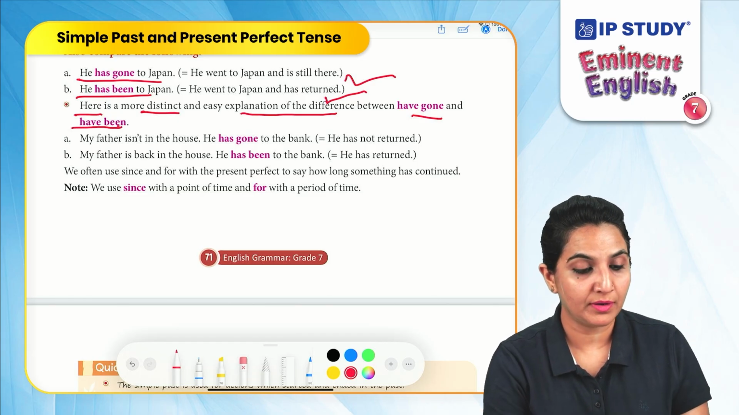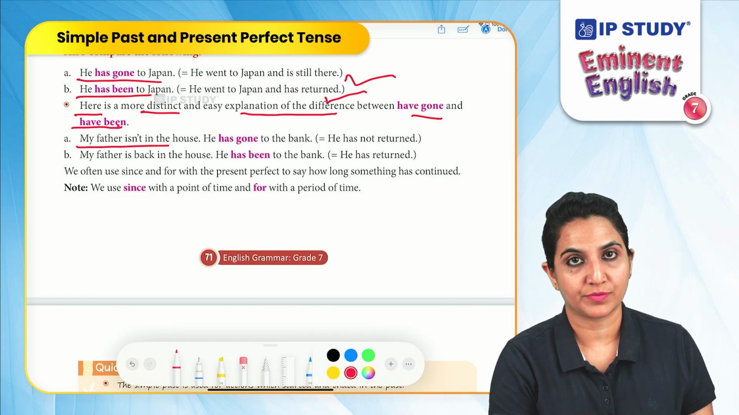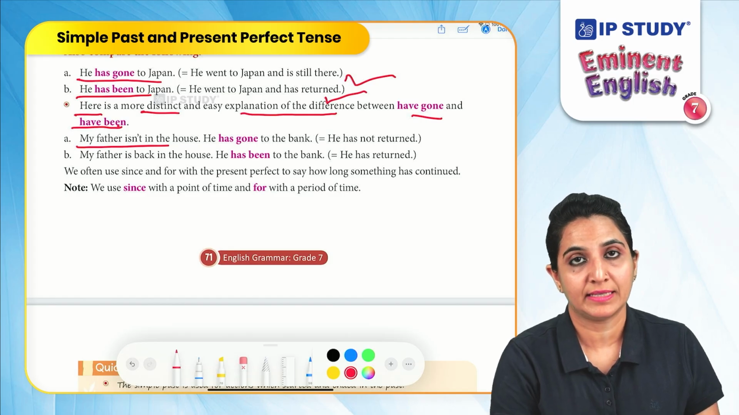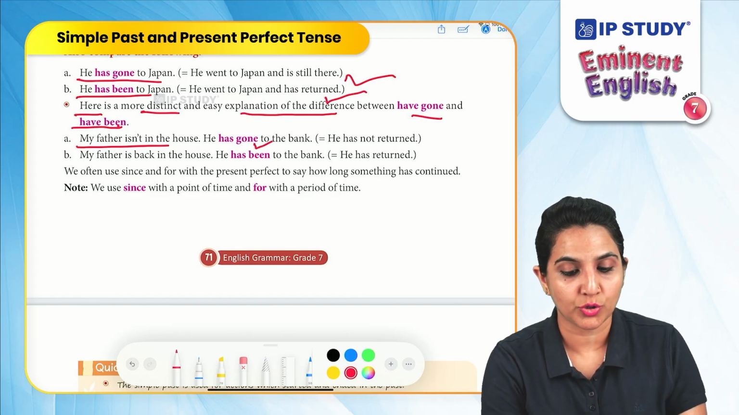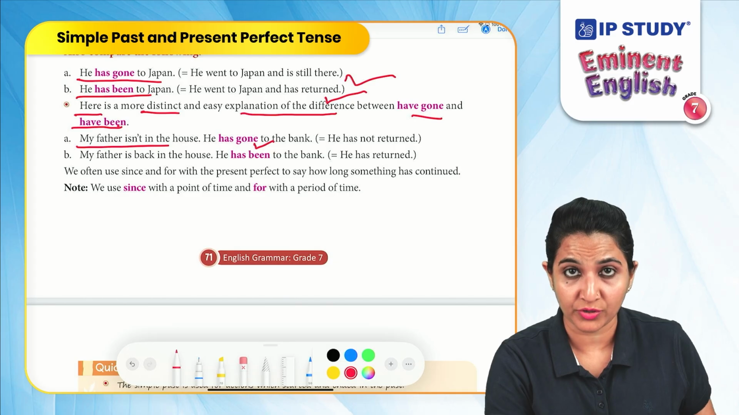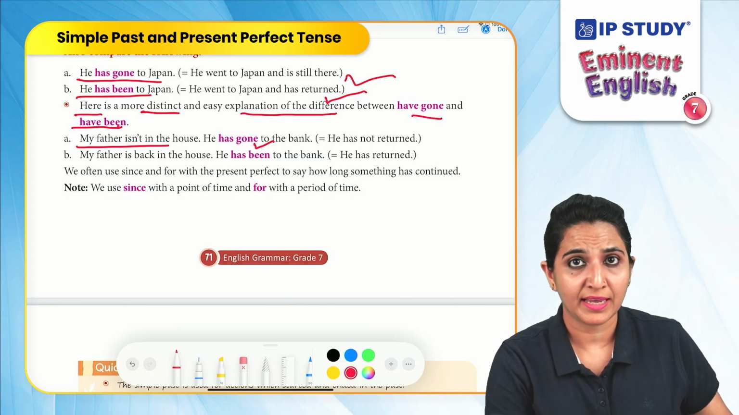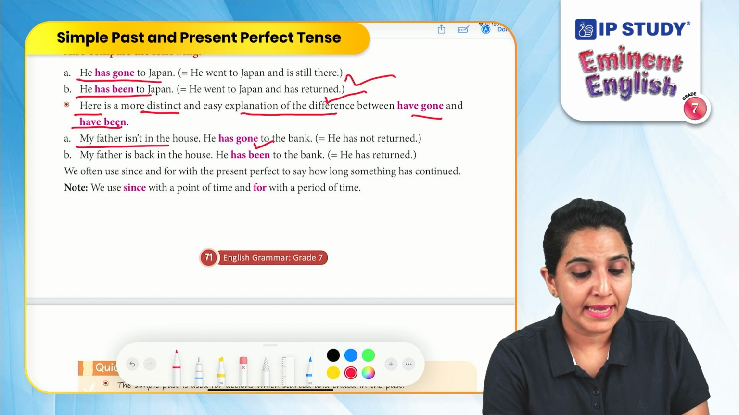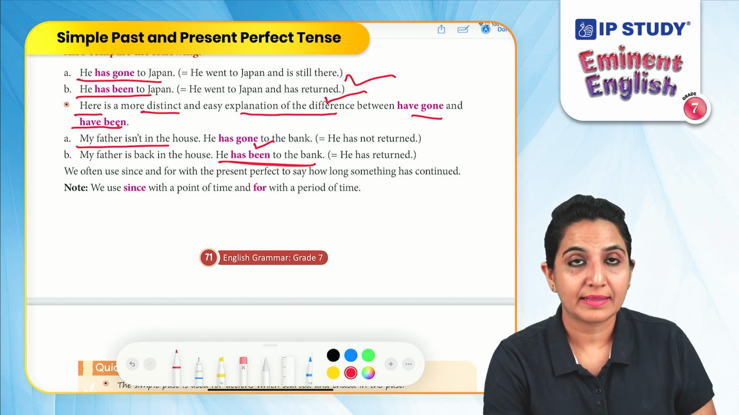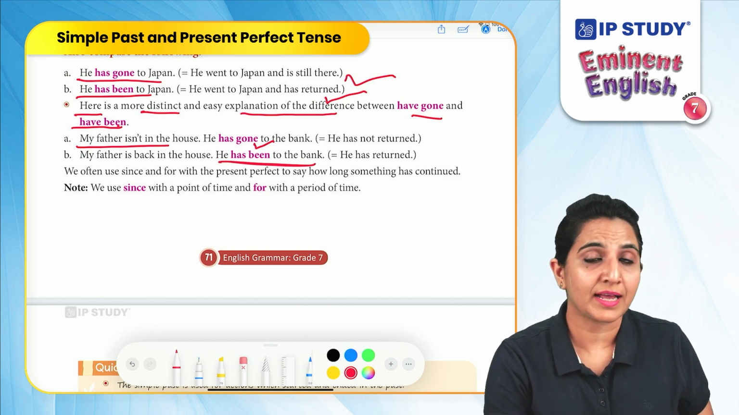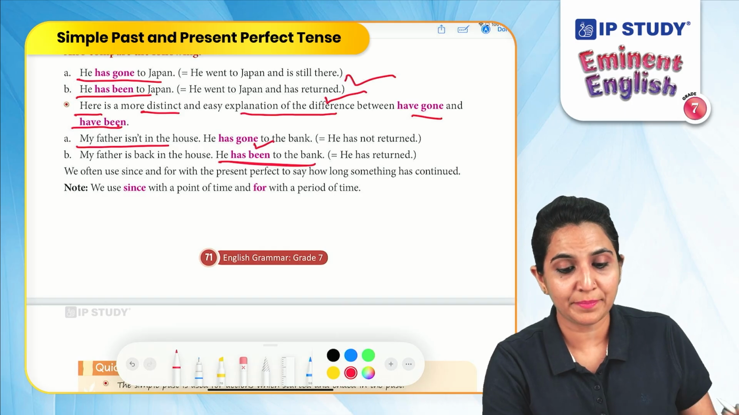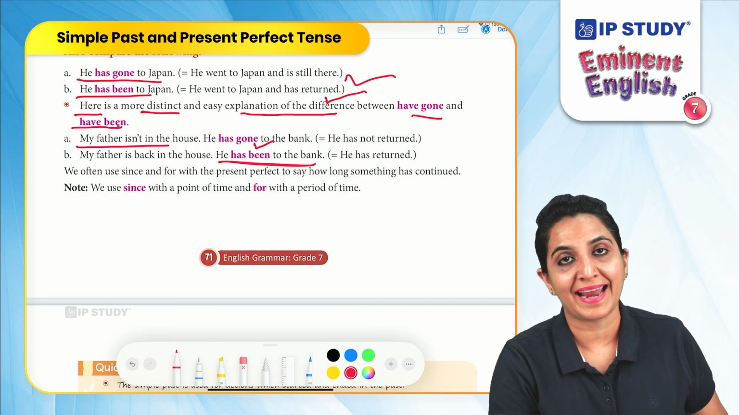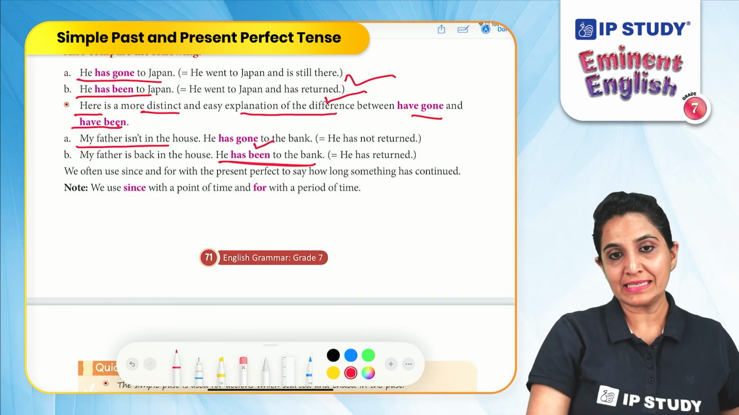For example, my father isn't in the house. So when my father isn't in the house, that means he has gone to the bank. That means he has gone right now. He's gone just today. He has not returned yet. When we say he has been to the bank, that means he went, and now he has returned. So that is the major difference between has gone and has been.